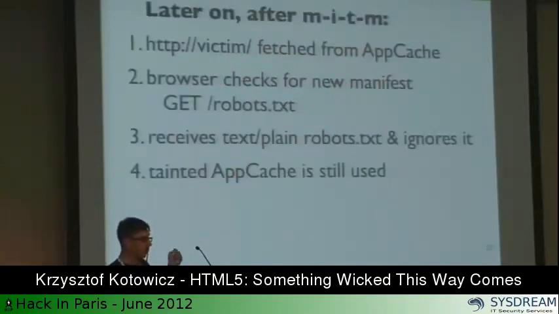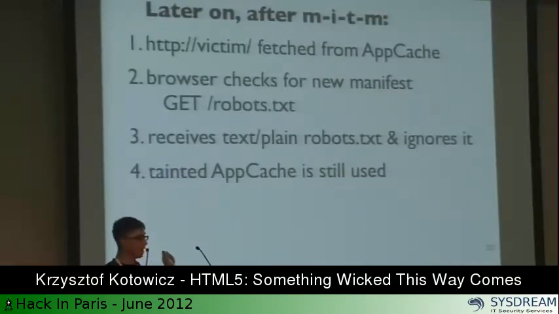But later on, when I'm no longer modifying the traffic, Bob visits the victim website. In this case, this was Facebook. It is being fetched from app cache. The manifest file is being checked, so it sends the GET request for the robots text file. But, of course, robots text on a real Facebook server is just a text plain document. So the browser says, okay, there is no new manifest. This was just a wrong MIME type. Sorry, I'm going to use the old cache.